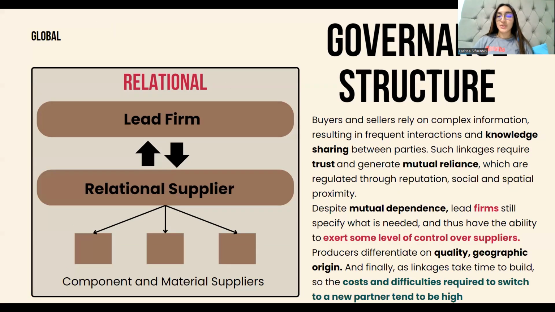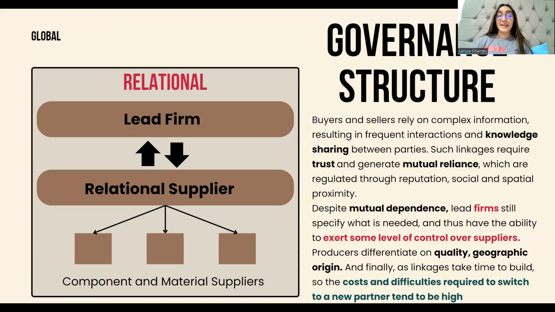And well, to continue with the governance structure analysis, it's been decided that it's a relational structure like this one shown in the diagram, in which buyers and sellers rely on complex information, resulting in frequent interactions and knowledge sharing between the parties. This generates trust, mutual reliance, and it's regulated through reputation, social, and spatial proximity, as shown in the map before.